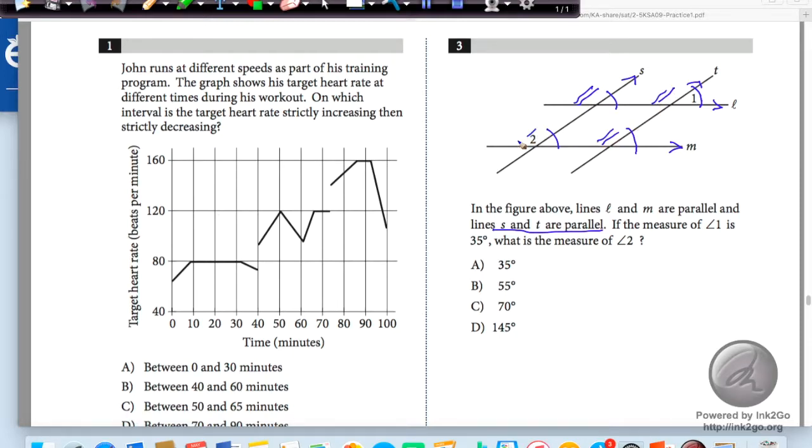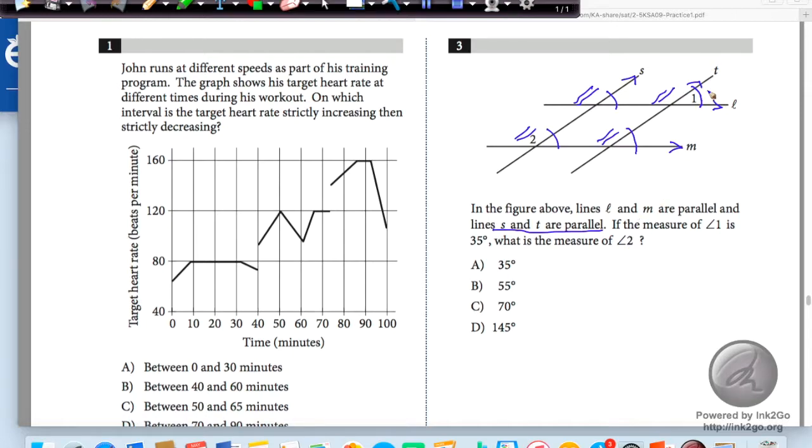And I believe they're supplementary, right? And then alternating interior angles, right? All the rules that are based upon geometric calculations. It says if the measure of angle 1 is 35, what is the measure of angle 2?